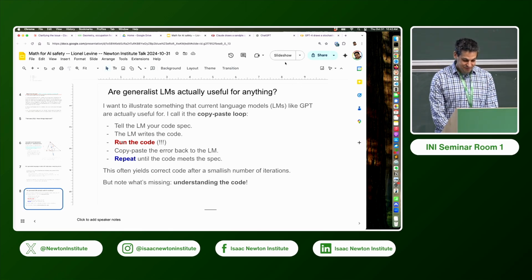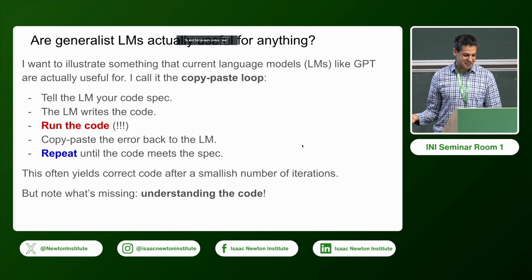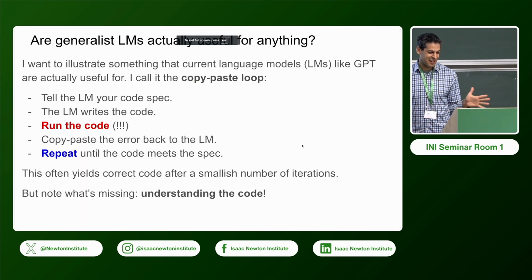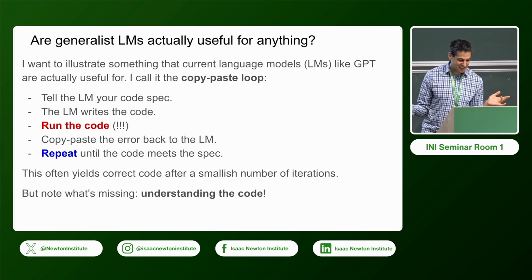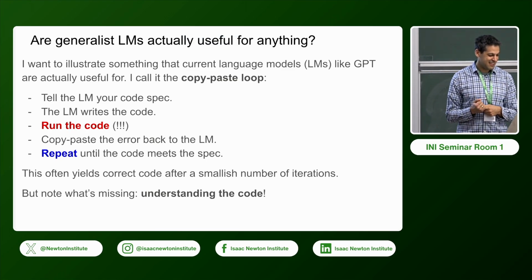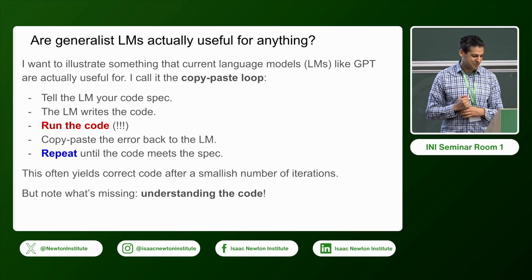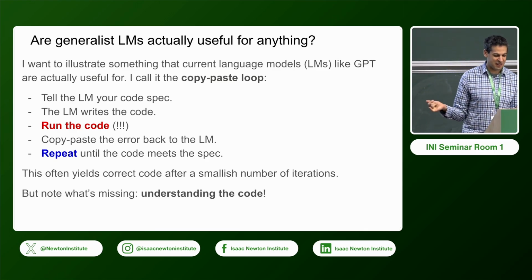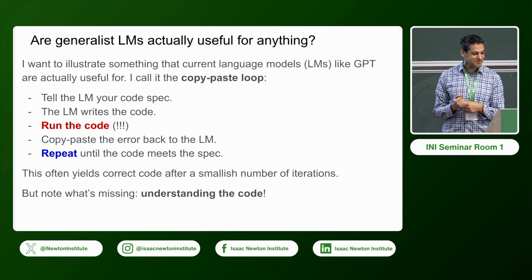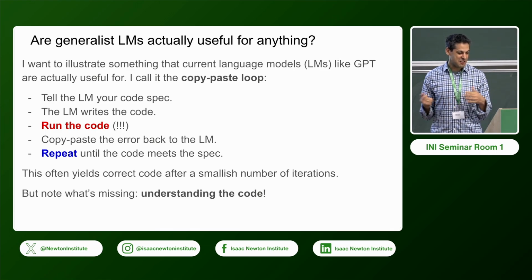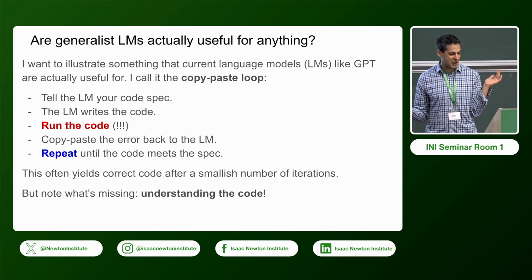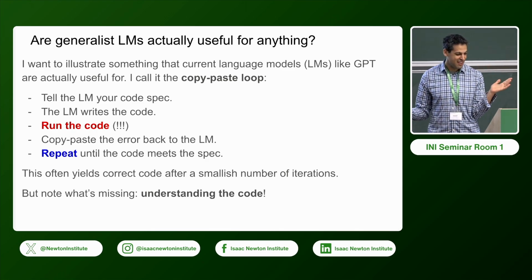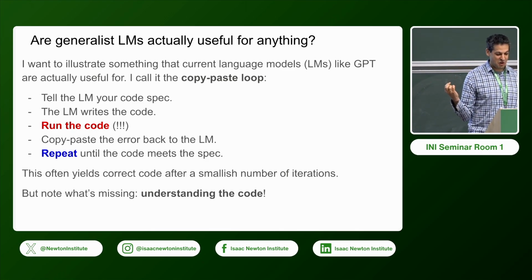So I want to illustrate something that current language models are actually really useful for, which I call the copy-paste loop. And it's a way of using the language model as a coding assistant. So instead of writing the code yourself, what the copy-paste loop does is you tell the language model what you want the code to do. Let the language model write the code.